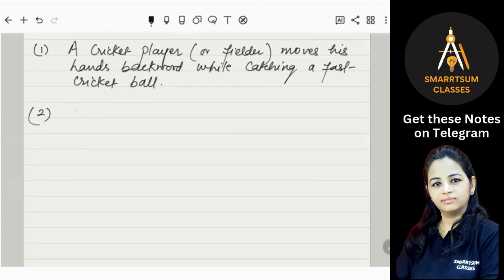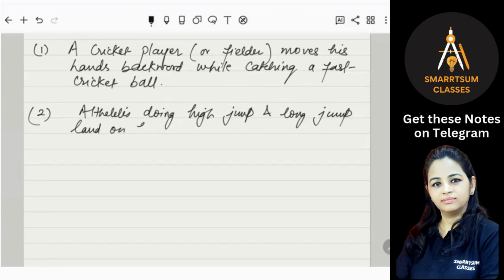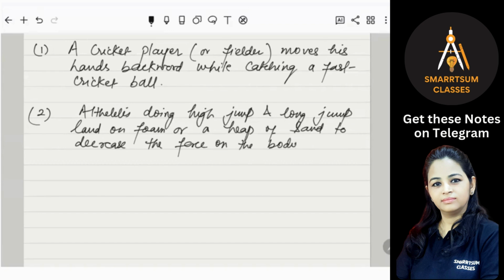So you can write down, athletes doing high jump and long jump land on foam or a heap of sand to decrease the force on the body, and the landing is comfortable. Okay, please note it down.